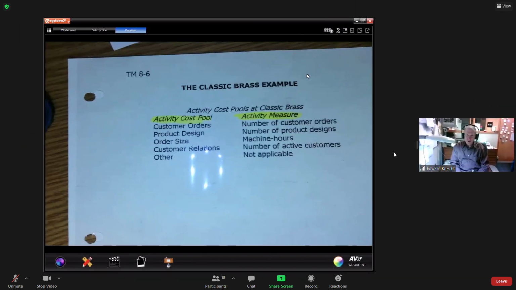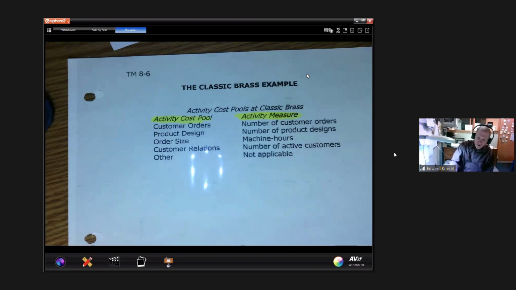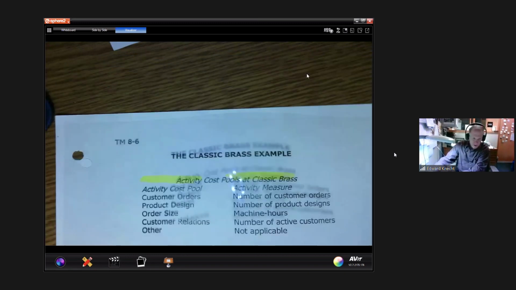Machine hours is going to be used for order size for that activity. For customer relations, the number of active customers. Other, that would be our organizational sustaining activities. We're not going to allocate costs. It doesn't apply. We're going to treat it as a period cost in the time period incurred. All right, so I hope that helps some.